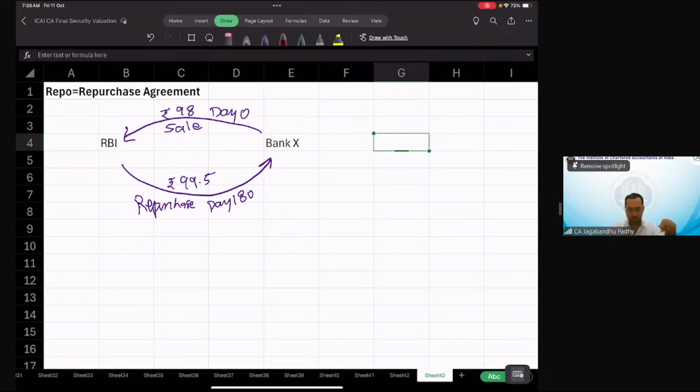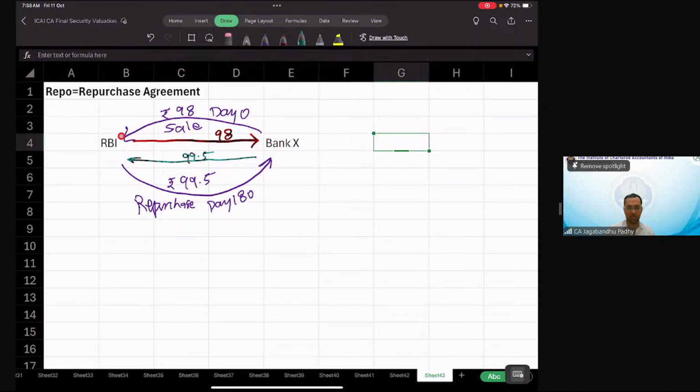So RBI will give on day 0 to Bank X 98, right? And Bank X will have to return to RBI 99.5 on day 180. So what is the interest that is charged by RBI? Can I say 1.5? So that 1.5 is charged for a total number of days of 180. So how many transactions are happening in this repurchase agreement, guys? There are 2 transactions that are happening.